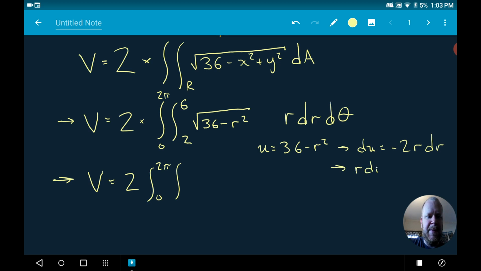So r dr is going to be equal to negative 1/2 du, so that's the substitution I'll make. Let's see, so negative 1/2 du, I'll put that out in front here. Well, let's not do too many steps without writing this out. So this is square root of u. This is negative 1/2 du, replaces this piece here. Then we have d theta.